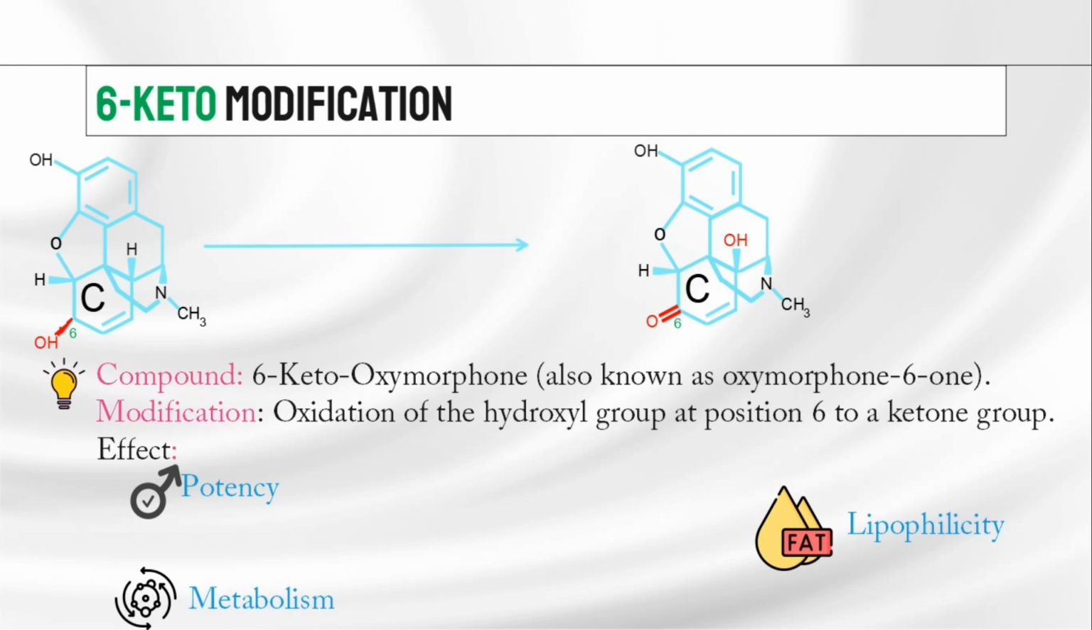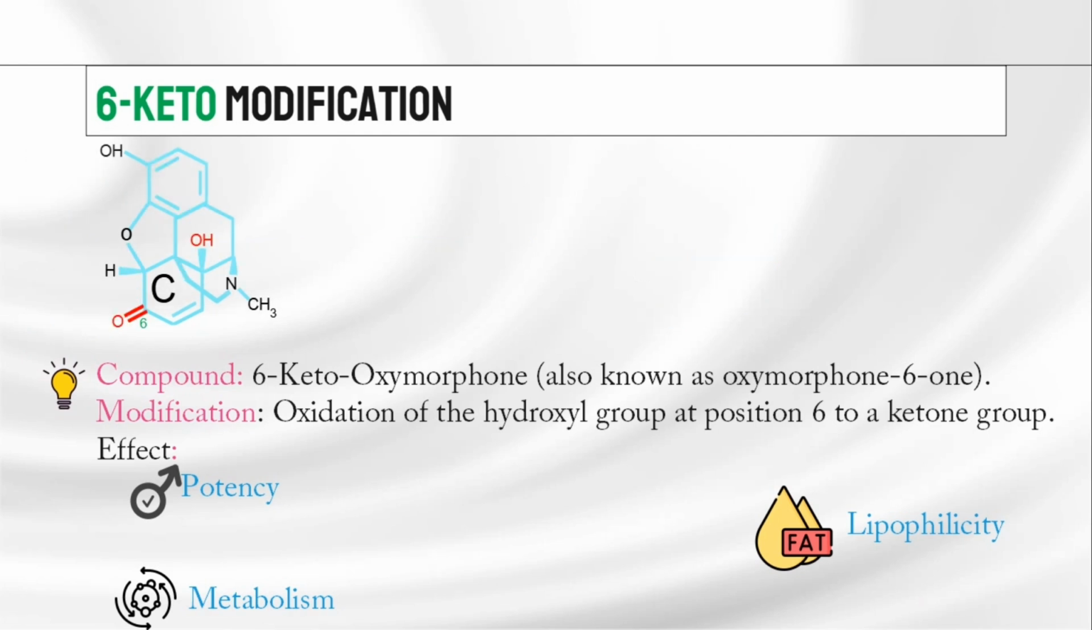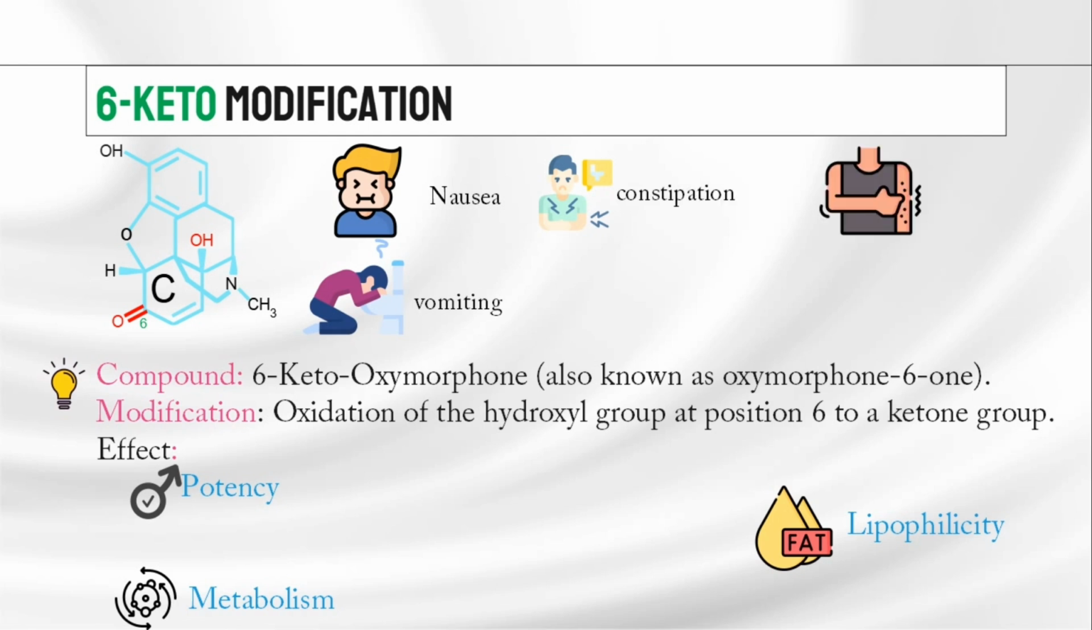Lastly, let's cover side effects. The side effects of 6-keto-oxymorphone are similar to those of other opioids. Common side effects include nausea, vomiting, constipation, pruritus (itching), sedation, and somnolence (drowsiness).